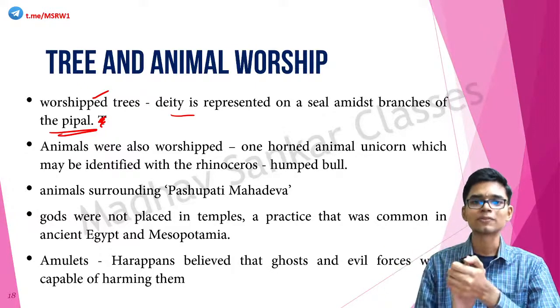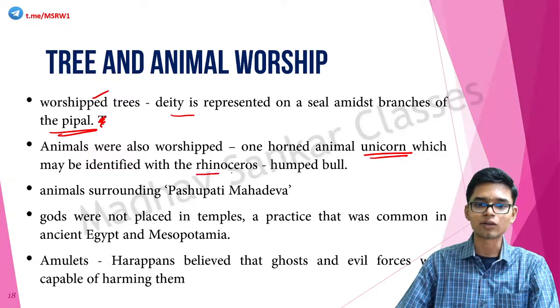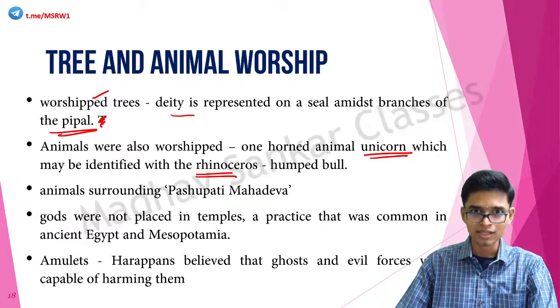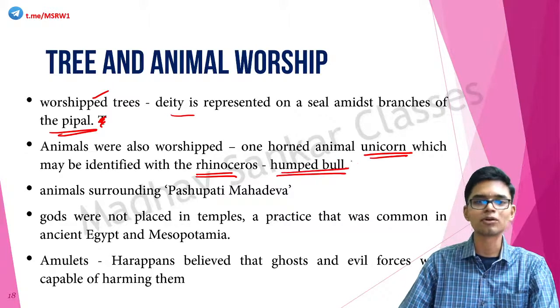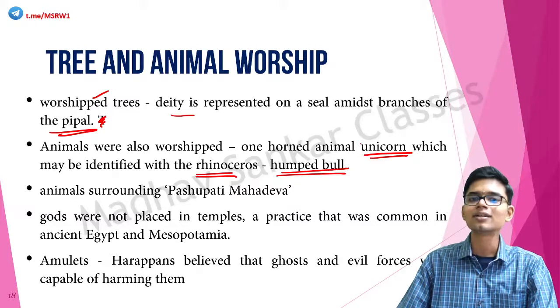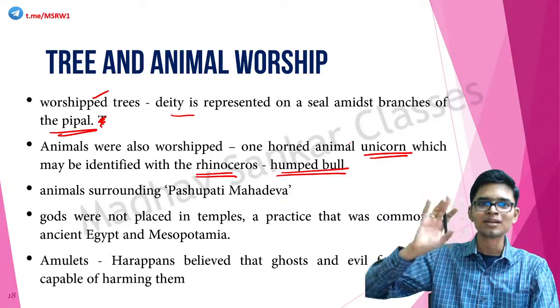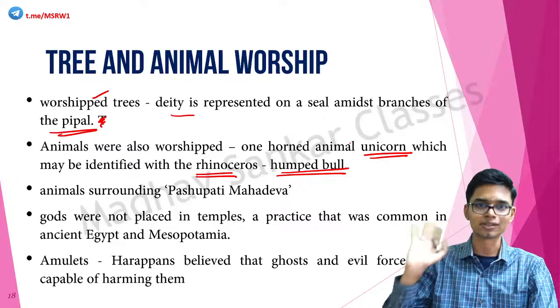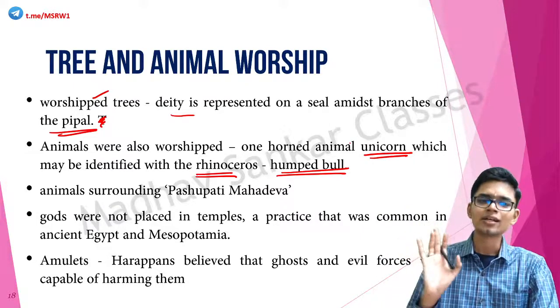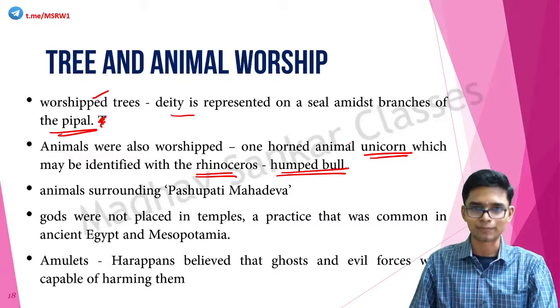Animals were also worshipped. One-horned animal, unicorn, which may be identified with a rhinoceros, has been worshipped. Similarly, humped bull. Already I told you, humped bull is a favorite animal of the Harappans or the Indus Valley people. So all these animals are also supposed to be worshipped. Again, this is shown in the film Mohenjo-daro. There is a one-horned animal. It is shown as a unicorn in the film, but historians believe that it is some form of a rhinoceros. But either way, all these animals are worshipped by Harappans.